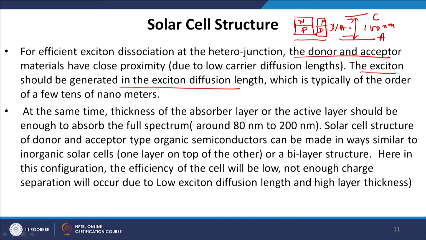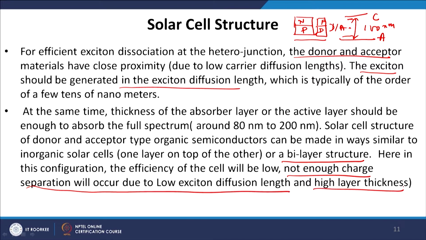Similarly, we can put a donor type of polymer, on top of that we can put an acceptor type of material, and that we call a bilayer structure. In this configuration, the efficiency of the cell will be low. Why? Because not enough charge separations will occur due to the low exciton diffusion length and high layer thickness.